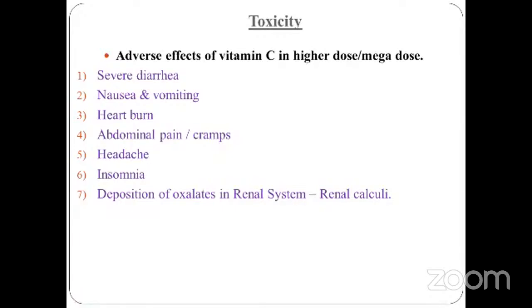So these are some symptoms. If it is given haphazardly or in a higher dose, it may lead to severe diarrhea, nausea, vomiting, heartburn, abdominal pain or cramps, headache, insomnia, or it may lead to a deposition of oxalates or calcium oxalates in the renal system and cause renal stones. So this is about vitamin C.